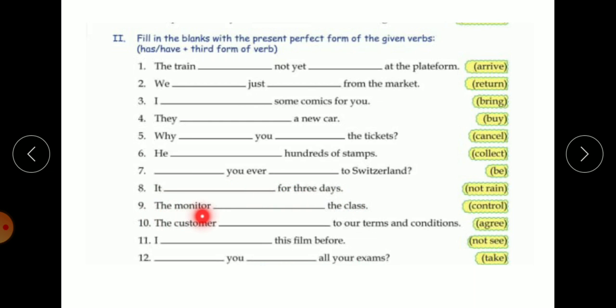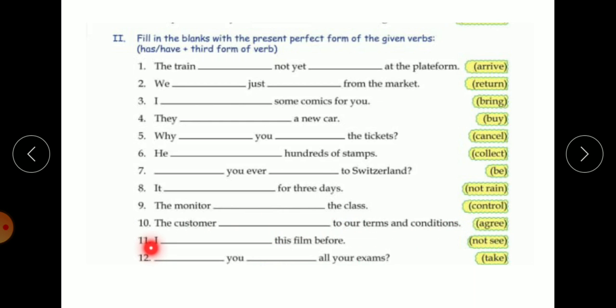The monitor, singular, has, and the third form of control is controlled the class. The monitor has controlled the class. The customer, again singular, put has. Third form of agree, agreed. The customer has agreed to our terms and conditions.